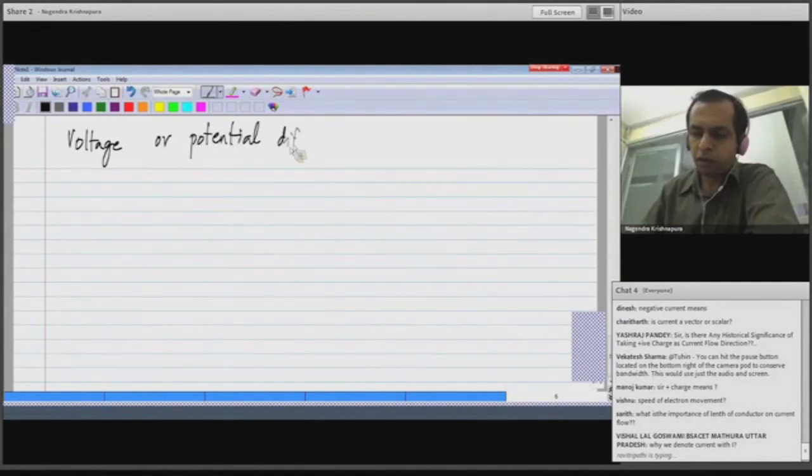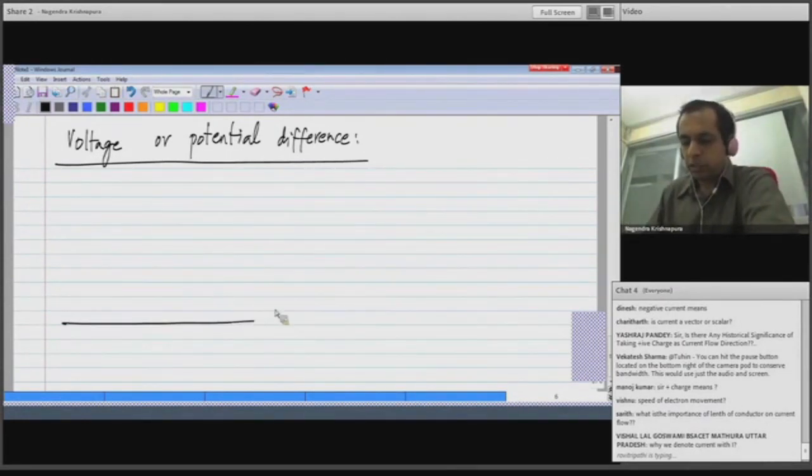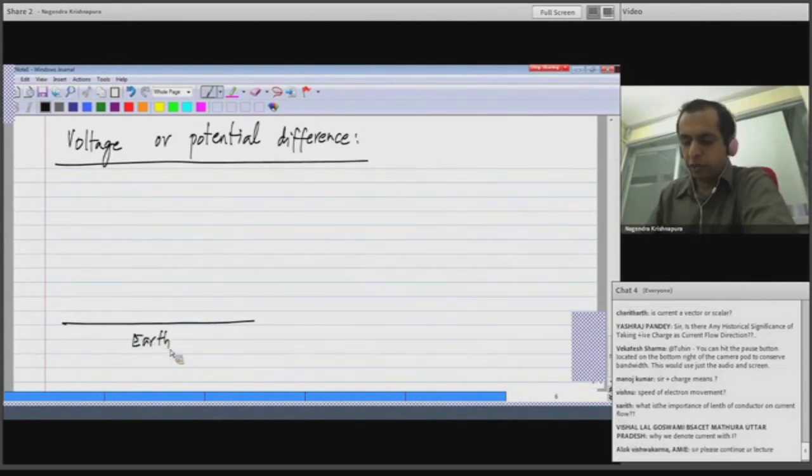When it falls from h1 to h2, it gains a potential energy, which is mg times h1 minus h2. Okay, so it falls from a higher potential to a lower potential, and while doing so it gains potential energy.